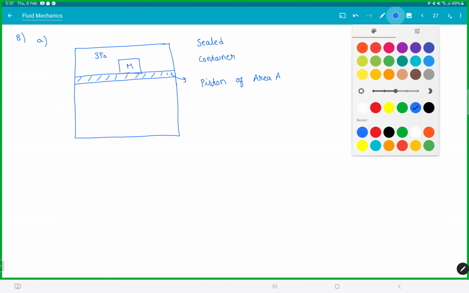You're getting? So sealed container, the top part is sealed. You have a gas inside at pressure 3p naught. Then there's a mass, piston, and there are two different liquids. And this is point A. Find pressure at point A.